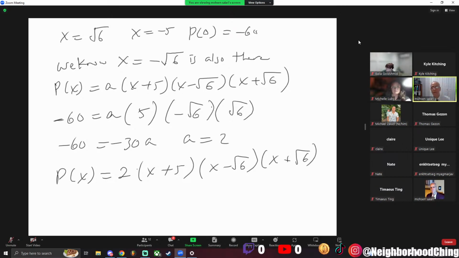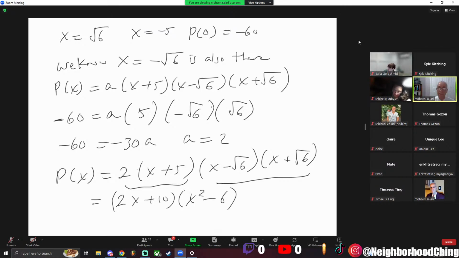And now I believe OneMap wants you to multiply through. So let's do it. Let's do these two together and these two together. So that gives me 2x plus 10 times x squared minus 6, because that's a difference of squares. And now we can just multiply them. So I get 2x cubed, then minus 12x plus 10x squared minus 60.